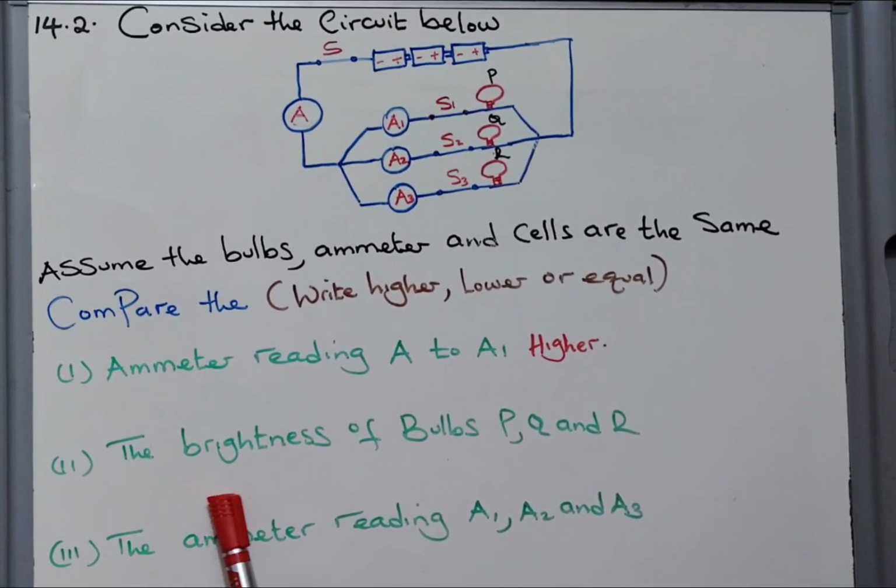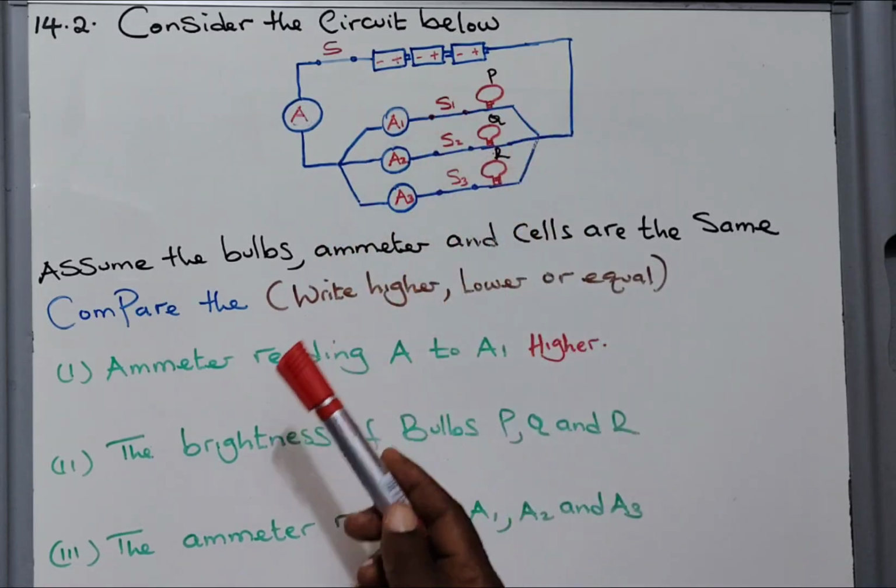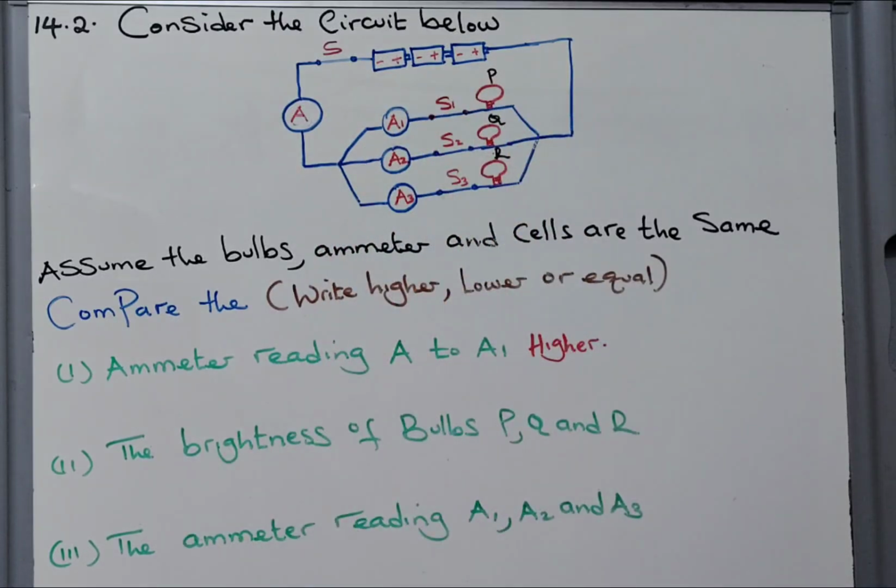Then we come to this one. Brightness of bulbs P, Q, and R. If the bulbs are the same and everything is the same, the brightness will be the same. So what is the answer? Equal.